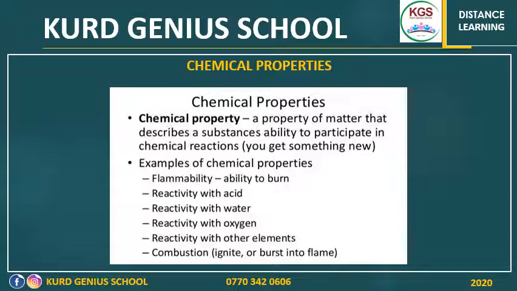Metals in general have the chemical property of reacting with an acid. Zinc reacts with hydrochloric acid to produce hydrogen gas. This is also a chemical property. That's why a chemical property means a property of matter that describes a substance's ability to participate in chemical reactions.